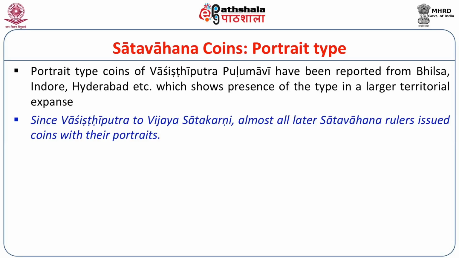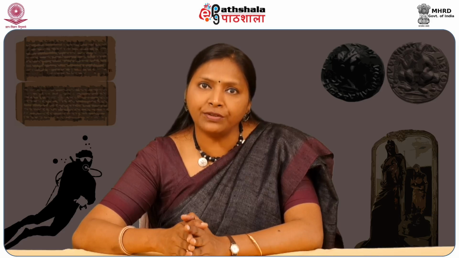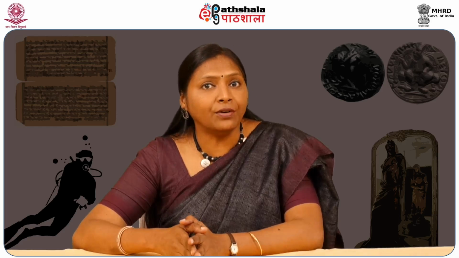From Vashishtiputra's time to Vijay Satakarni's time, almost all the Satavahana rulers issued coins with their portraits. So we have considered this type as an imperial type, and you can see every Satavahana ruler has been depicted in a different fashion. So it's their original portraits which have been used, and the legend is also quite elaborate on these coins. Now let us come to the issue of restriking of the Shaka coinage.